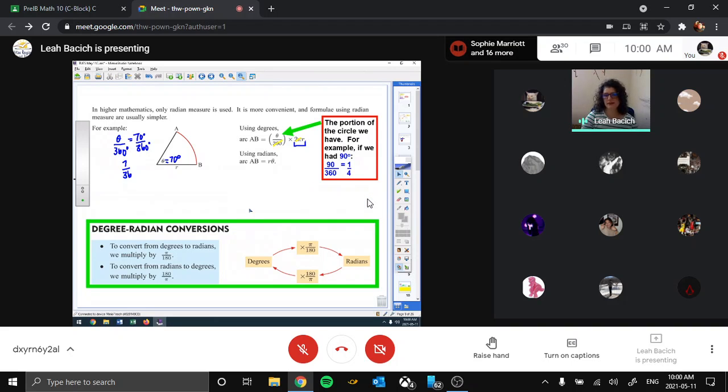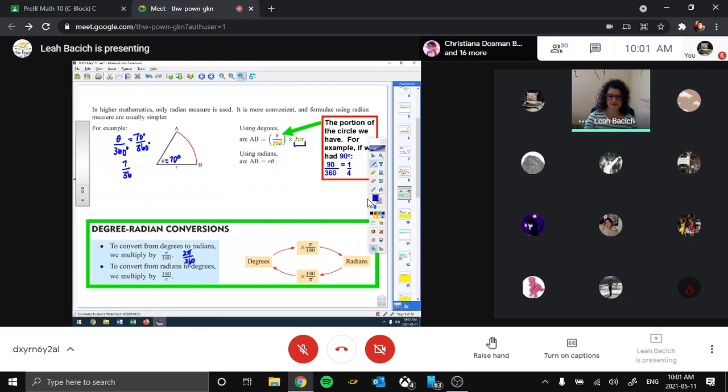So what's the big idea? This is the big idea for this lesson. Radians to degrees and degrees to radians is what we're doing. So if you want to convert from degrees to radians, we're going to multiply by pi over 180. Could somebody also multiply by 2 pi over 360 if they wanted to? What does 2 pi over 360 reduce to? Isn't that 1 over 180 or pi over 180?